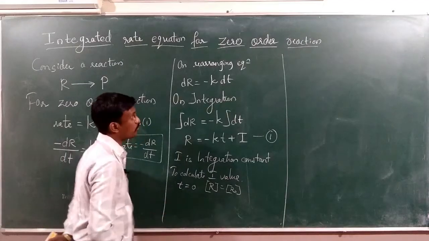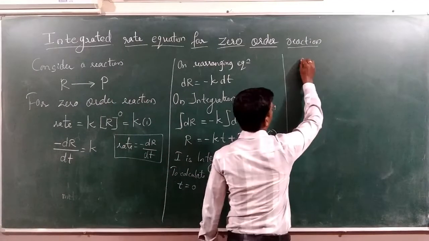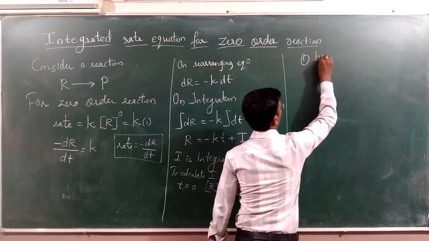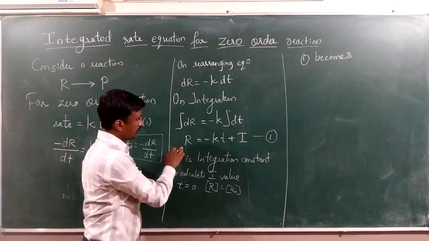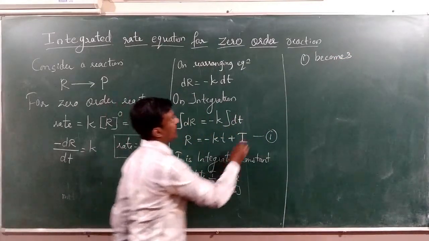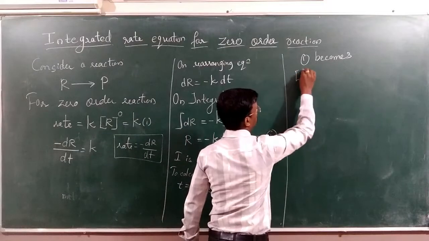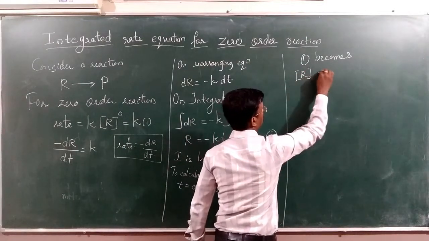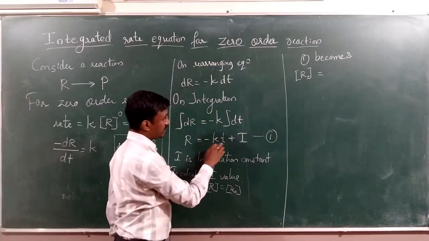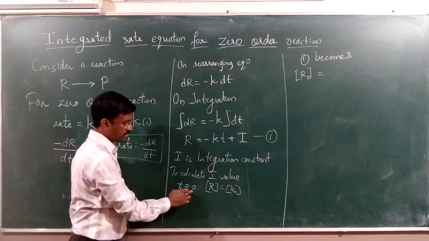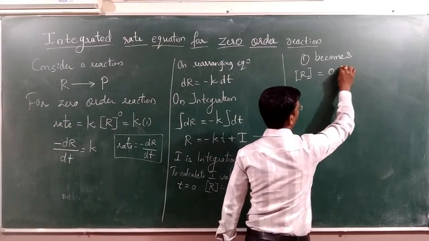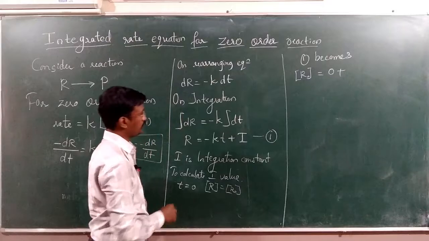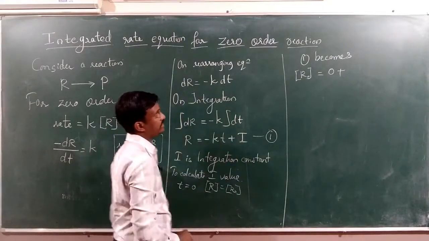Therefore, equation number 1 becomes: look here, when we put R equal to R0, the concentration R0 is equal to minus k into t. The t value is 0. Therefore, the whole term becomes 0, plus I remains as it is.